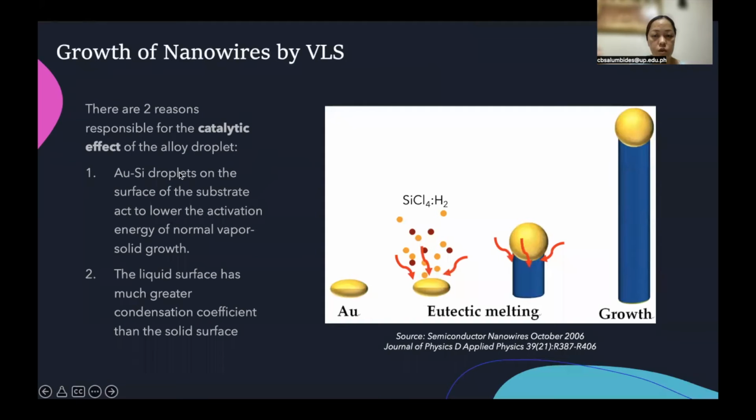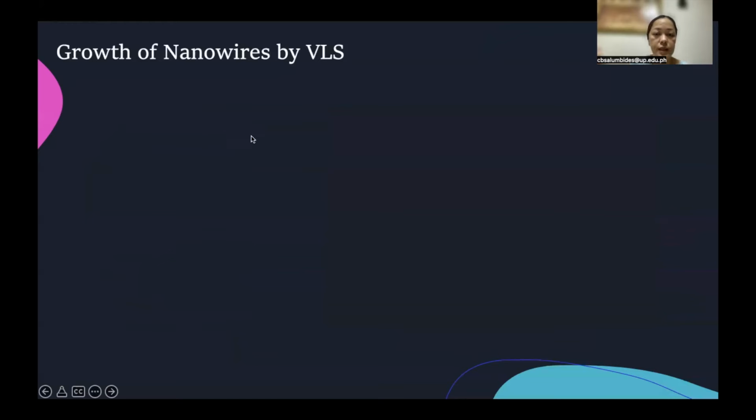So the image just shows the catalytic effect of the alloy droplet. So if there's a catalytic effect, there are also inhibitors, and generally these rate limiting processes are among the most important problems in crystal growth. So in the succeeding slides, I will be discussing the growth processes that happen during nanowire growth. And then we'll learn which of these processes is considered the rate limiting or the inhibiting process.